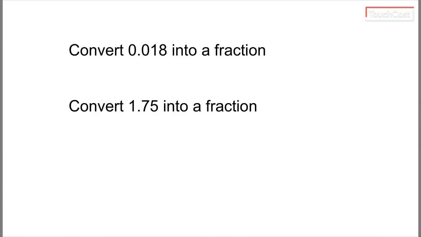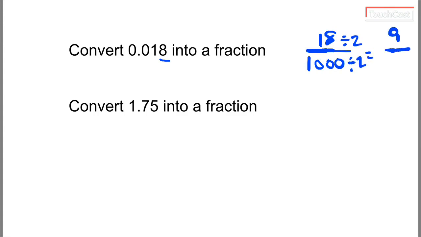Next example, we have 0.018. That number on the far right is the 8. That is in the thousandths place. So we're going to have 1,000 as our denominator and 18 as our numerator. Then we have to simplify. Well, if we divide both of those by 2, we get 9/500.